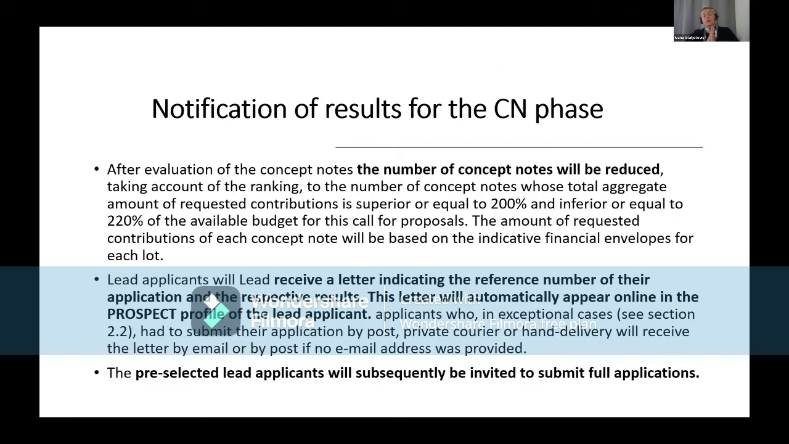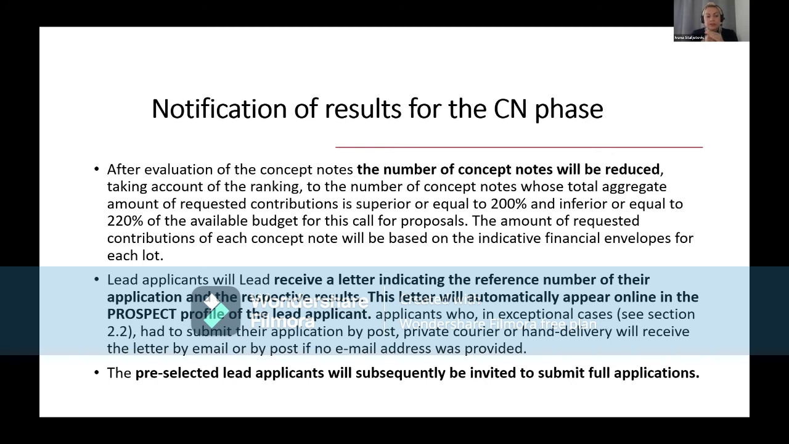Okay, so with regards to notification of the results for the concept note phase, I already explained that it doesn't necessarily mean that if you are scored with a minimum of 30 points out of 50 for the concept note, you will be automatically invited to the second stage. There are some other rules on how the number of concept notes is reduced in case many concept notes of good quality are received.